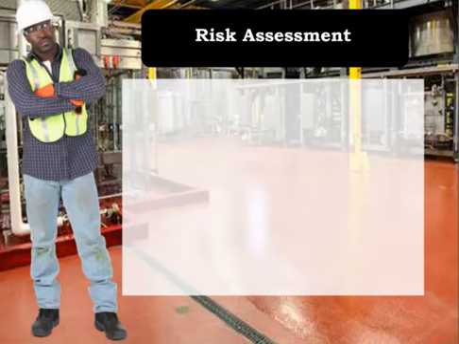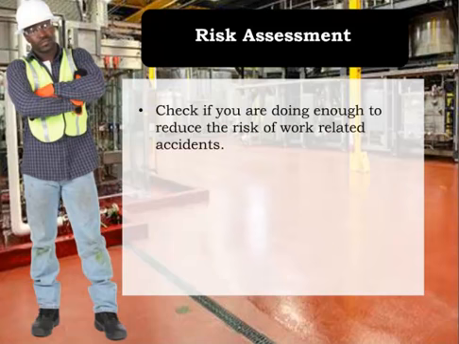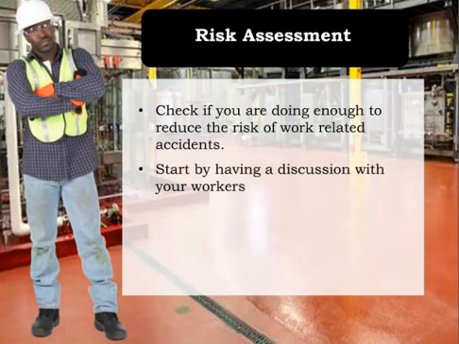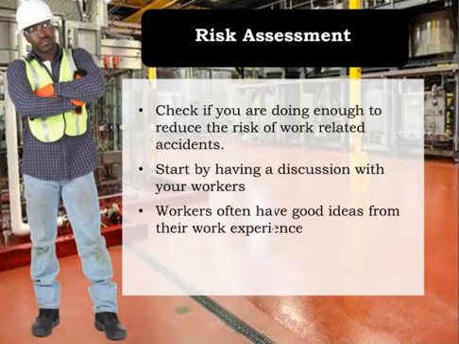Now let us look briefly at risk assessment. Many organizations already have in place measures to protect their workers from work-related accidents and injuries. But by conducting risk assessment, you can check if you are doing enough to reduce the risk of work-related accidents. The best place to start is by having a discussion with your workers about the hazards at the workplace. Workers often have good ideas formed from experience of their working with the processes that may lead to an industrial accident. When you meet with your workers, manage the discussion by asking 7 key questions.